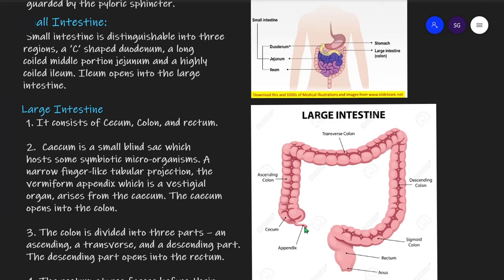Why is this vestigial? Because in earlier times, this appendix was used to digest the cellulose part. But as human beings have now stopped taking the cellulose part, it is of no use in the human body. So it has gone to waste, and this is now the vestigial part. It is disintegrating day by day.